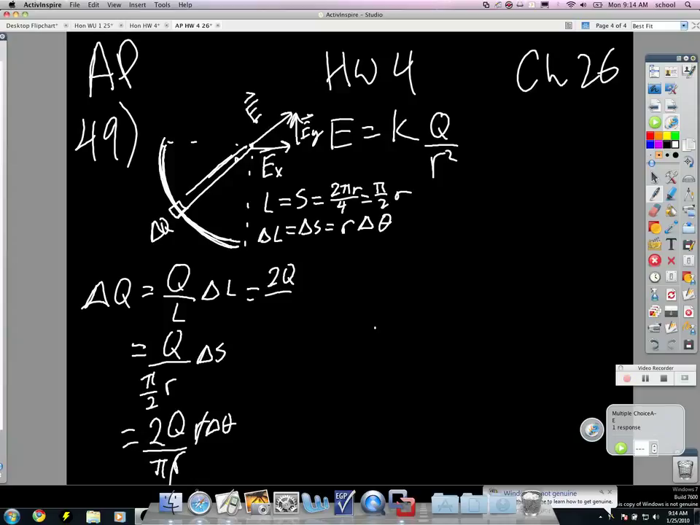And is everybody okay with the fact that if we say that that's theta, then we're saying that E is equal to E cos theta plus E sine theta? Everybody okay with that?